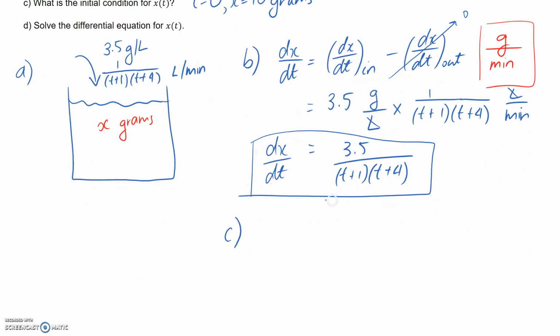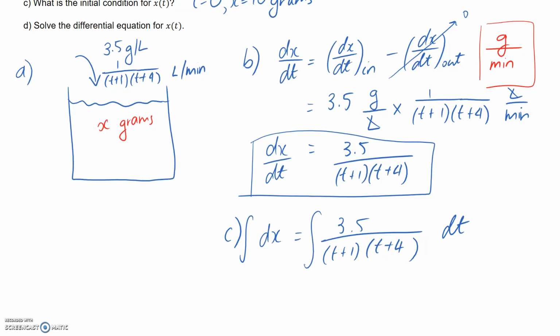The first thing that we want to do to solve this is to separate across the equal sign the x's and the t's. So I think the easiest way to do that is going to be to put the dt up to the other side. So we get dx is equal to 3.5 all over this, multiplied by dt. So once we've got our separation, as you can see, all the x's are here, all the t's are here, we should be able to integrate both sides of the equation.